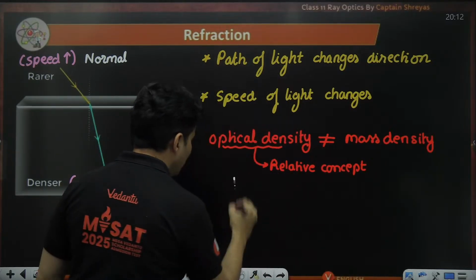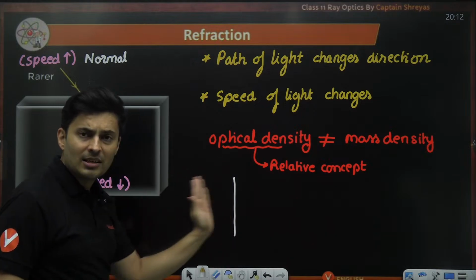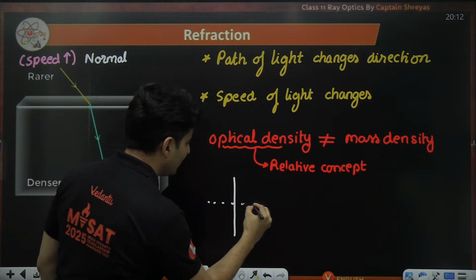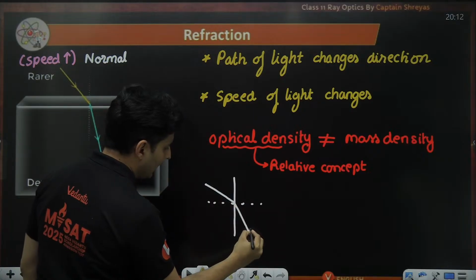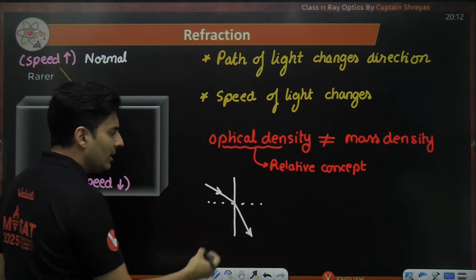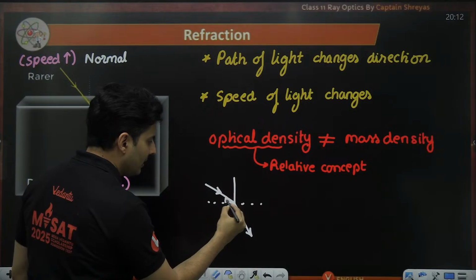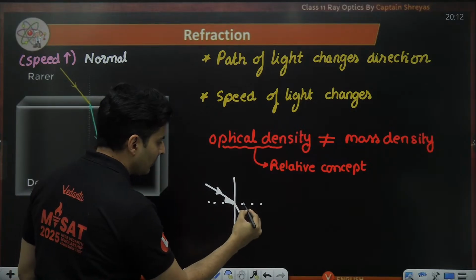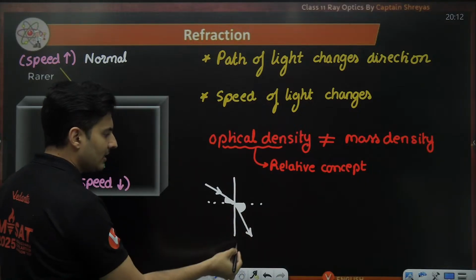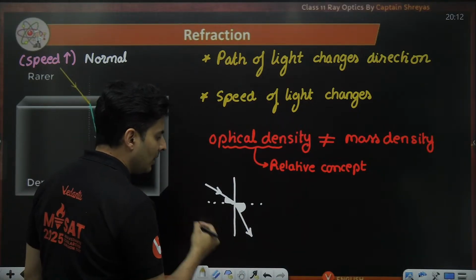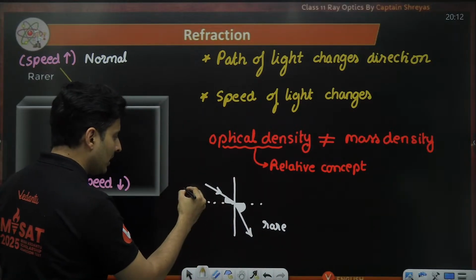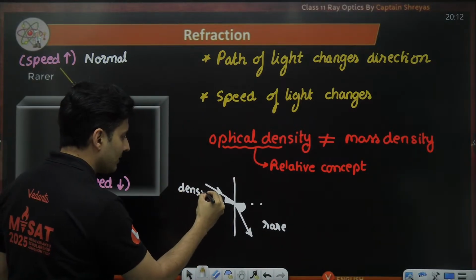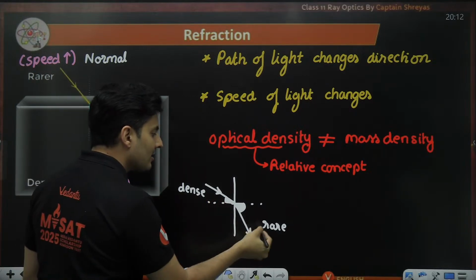Say for example, there is an interface which separates two different mediums, and I tell you this is the normal drawn, and light is coming like this and going like that. From this diagram, immediately you can see here the angle is only this much with respect to the normal. Here the angle is too much. So clearly it is very evident it is bending away from the normal. So definitely this will be rare, and this is towards the normal. Definitely this will be dense. Here the speed will be less, here the speed will be more.